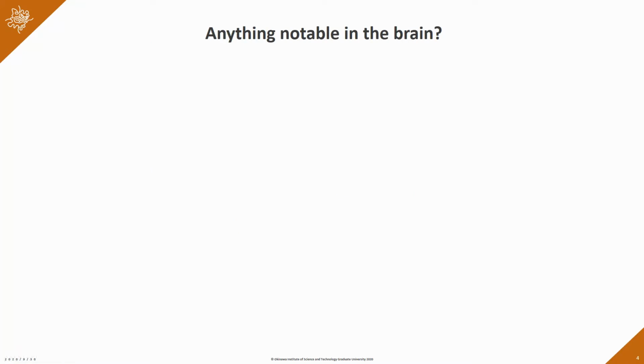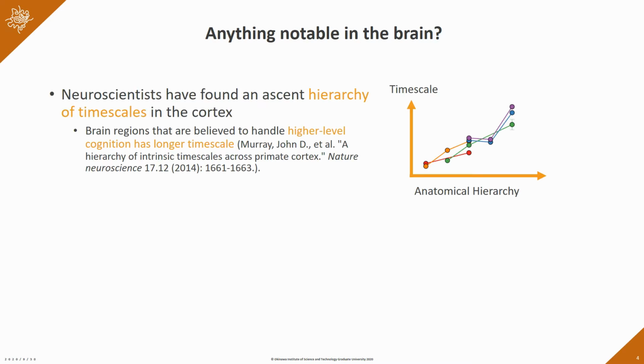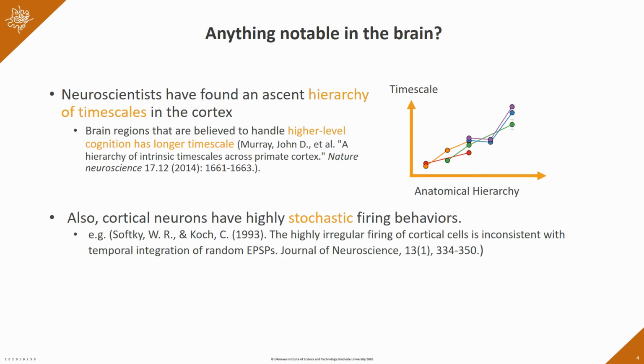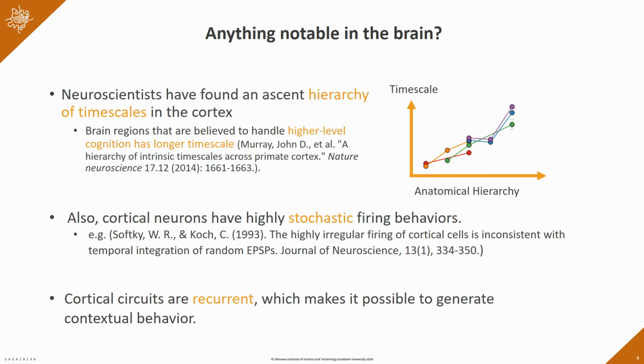Since we are talking about the brain, is there anything notable in it? First, it is found that there is an ascending hierarchy of timescales in the cortex. The brain regions that are believed to handle higher level cognition have a longer timescale. Also, cortical neurons have highly stochastic firing behaviors. Finally, cortical circuits are recurrent. So these three factors are what we are considering in this work.